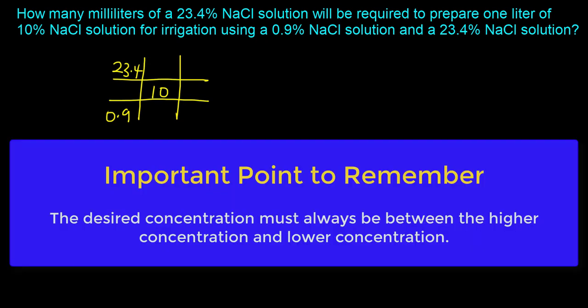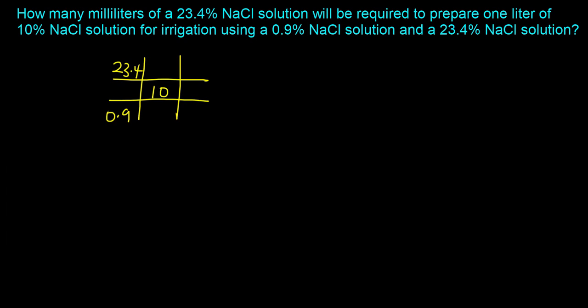So now what you do is you take your desired, you subtract the lower concentration, so that will be 10 minus 0.9, so that gives us 9.1, and the 9.1 goes in the top right. So you have 9.1, which signifies the number of parts of the 23.4%. Then we do a similar thing by taking the desired, which is 10, subtracting that from the higher concentration, which is 23.4. That gives us 13.4. And so you have 13.4 parts of the 0.9% sodium chloride solution.